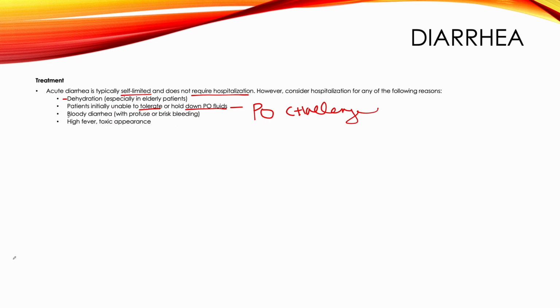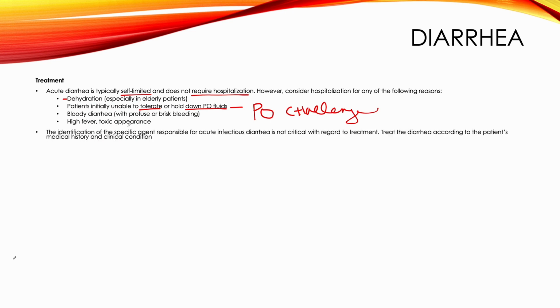Patients with significant bloody diarrhea should be admitted to the hospital. High fever, toxic appearance, those are no-brainers. If they are self-limited and do not require hospitalization, it's really not that important to identify the specific agent, right? It's really not that important because you're just going to treat them symptomatically anyway.